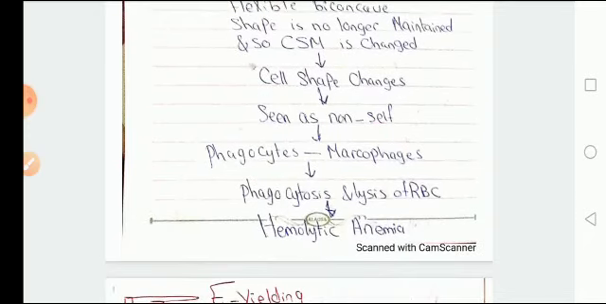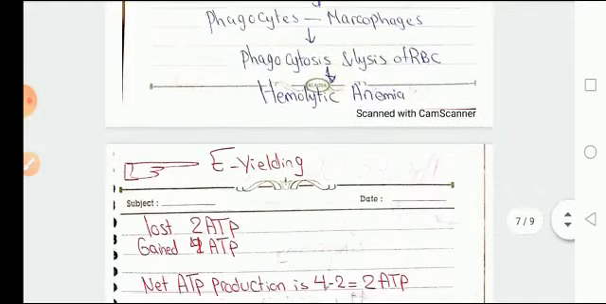Phagocytes and macrophages are going to phagocytose and lyse the red blood cells, leading to phagocytosis and lysis of the red blood cells, resulting in hemolytic anemia, because they have broken down the red blood cells.